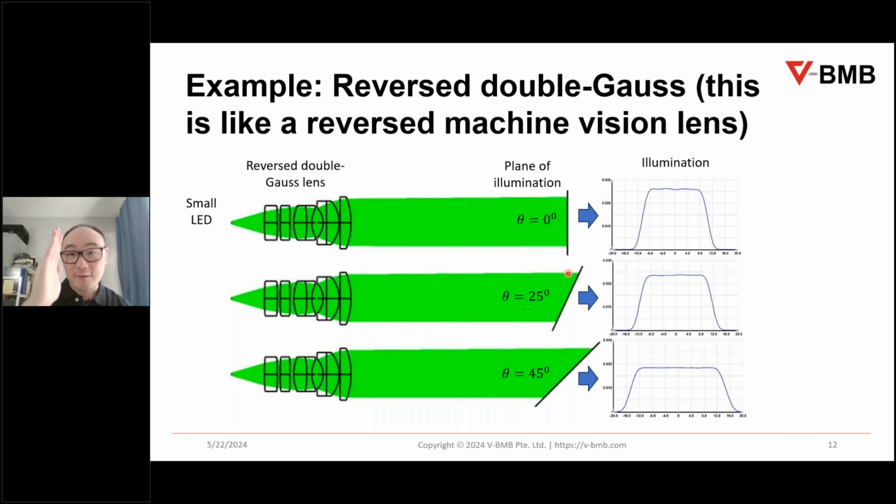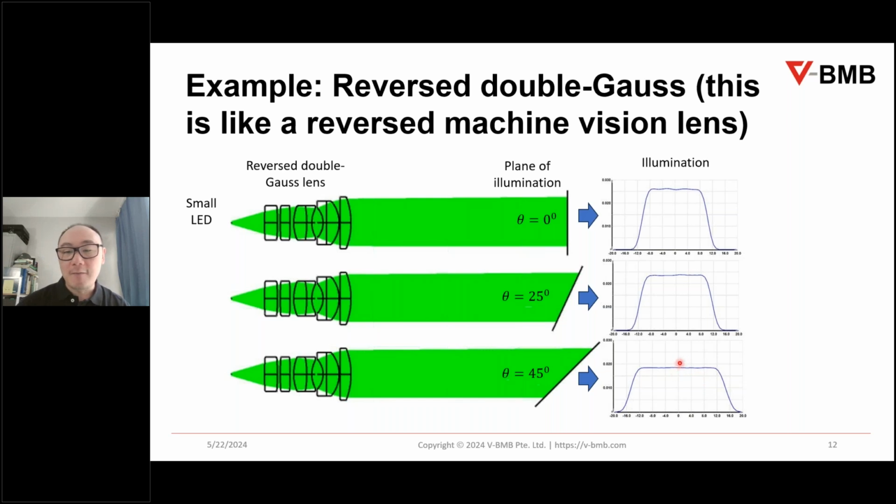Then you tilt it at 25 degrees. That's basically like having oblique illumination. You tilt the plane at about 25 degrees, you still get the uniformity, right? And it's extended in size because you have a tilted plane. And then look, if you tilt it at 45 degrees, it's still really flat, right? Still really flat, and it's extended again because it's on a tilted plane.